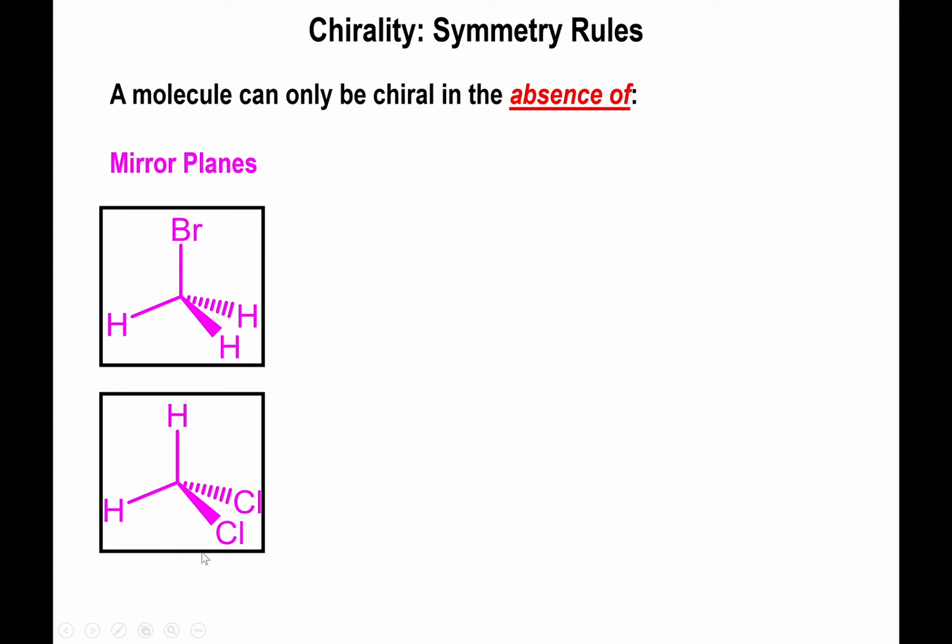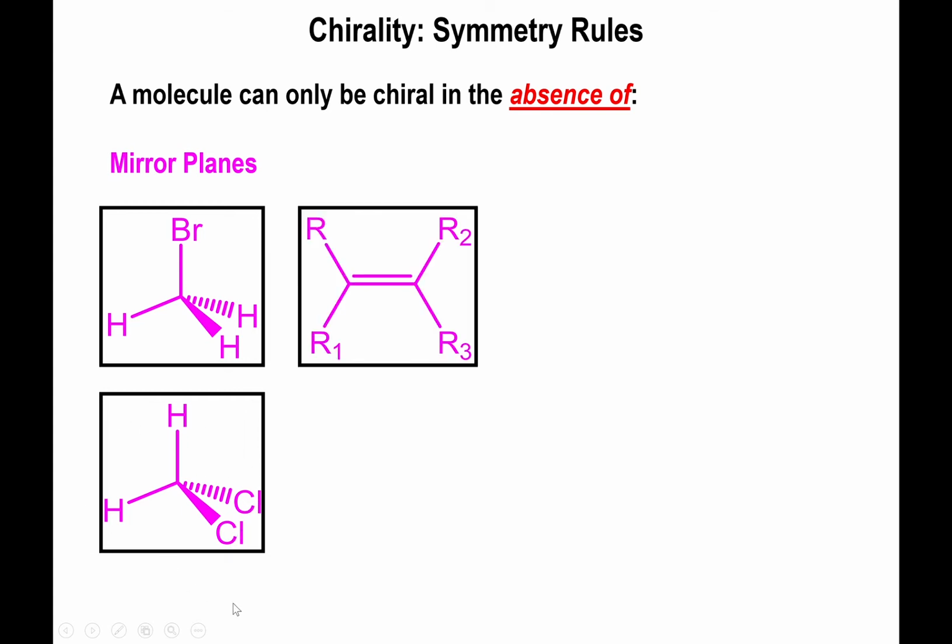Same thing here. You have chlorine on the back, chlorine on the front, that are basically mirror images of each other. So you have a mirror plane in the molecule. The molecule is not chiral. By that logic, also flat molecules like alkenes will not give you chirality, at least from the alkene point of view. So you should not expect alkene carbons to be chiral, or for that matter, alkyne carbons, which are also flat, do not expect chirality on those carbons either.